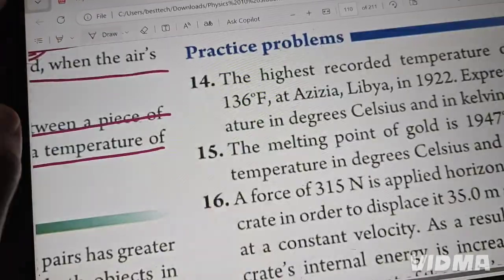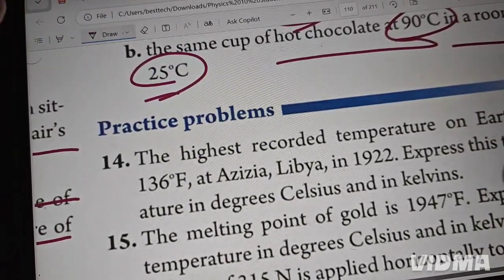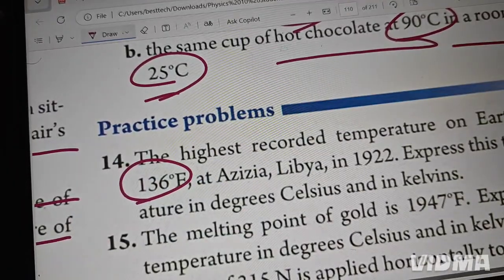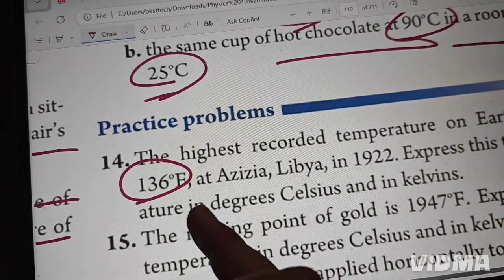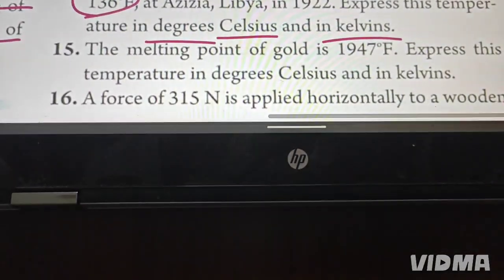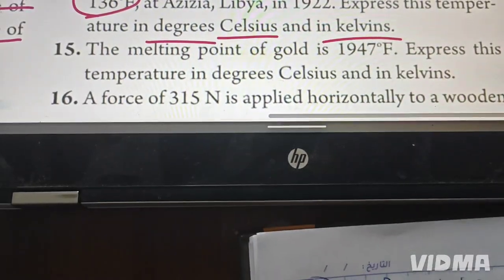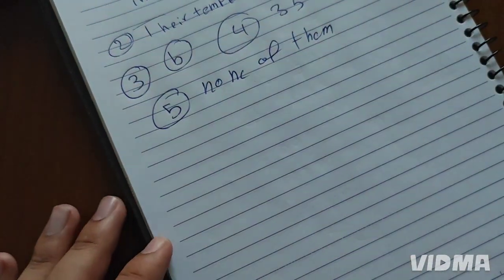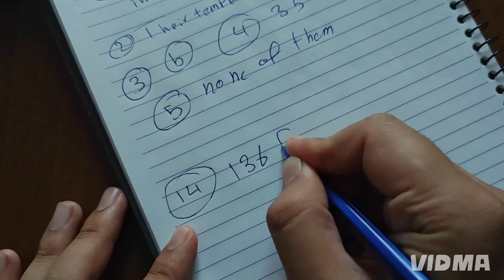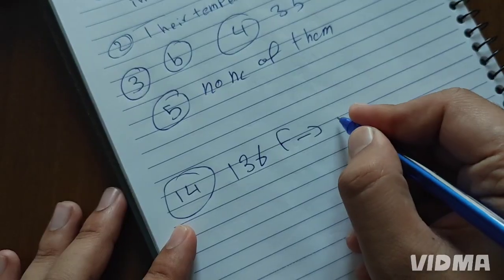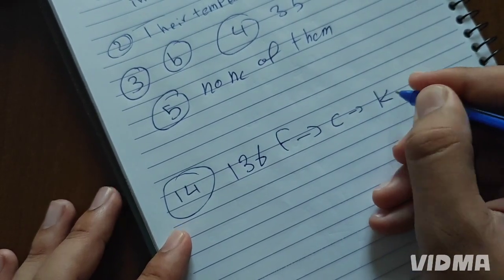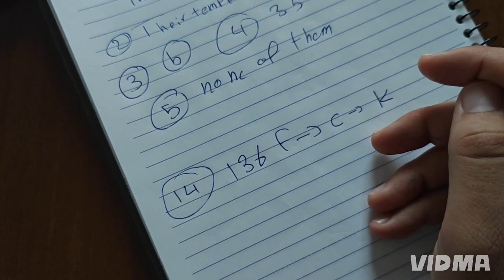Let me solve some examples that we haven't solved before, where we only explained the rule. Question 14 says we have this temperature in Fahrenheit, converted to degrees Celsius and then Kelvin. How can we convert this? The temperature in question 14 is 136 Fahrenheit, converted to Celsius, then Kelvin.